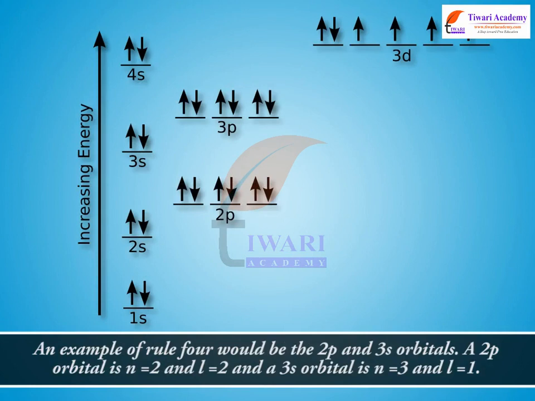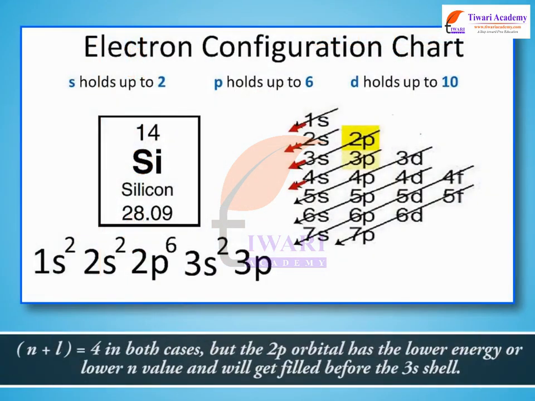An example of Rule 4 would be the 2p and 3s orbitals. A 2p orbital is n equal to 2 and l equal to 1, and a 3s orbital is n equal to 3 and l equal to 0. N plus l is equal to 3 in both cases, but the 2p orbital has the lower n value and will get filled before the 3s shell.